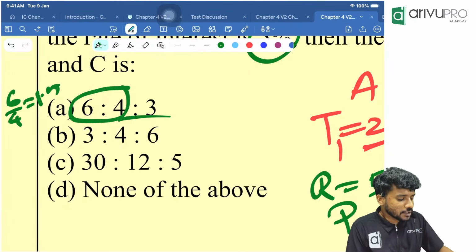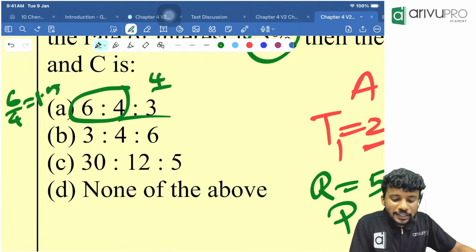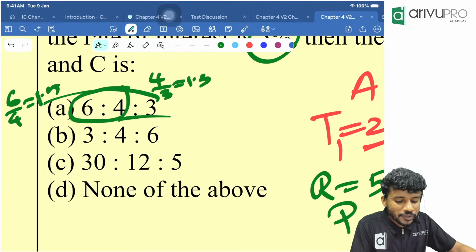By 3 is how much? That is also what? 1.333. I will get the option to be which option then?